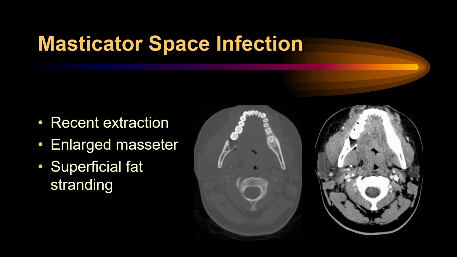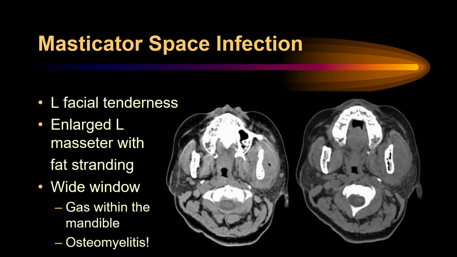Let's start with a confidence builder. This is an easy one. If you look at the bone windows, you can see that this patient has had an extraction. And then if you look at the soft tissue windows, look at the right masseter muscle. You see it's enlarged. Those of you who are good at looking for dirty fat, just look in the buccal fat adjacent to the masseter muscle, and you'll see some fat stranding. The masticator space infection. And you're right. We're going to look very carefully to make sure we don't have an abscess, but this is just an uncomplicated infection.